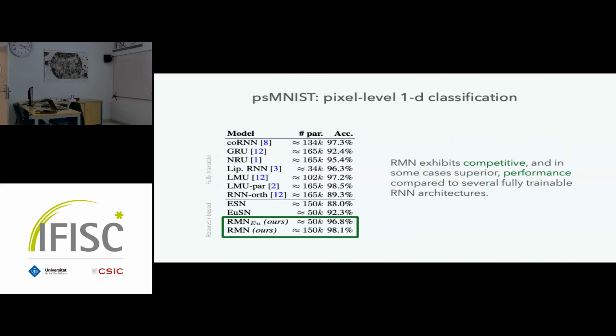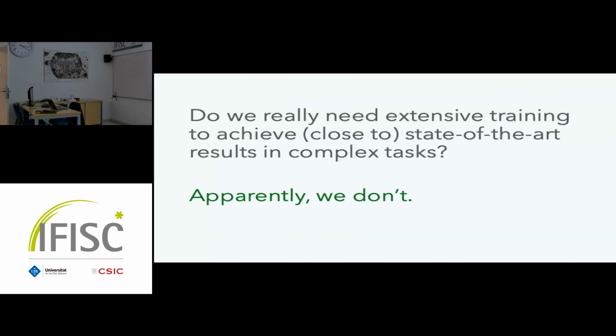Also, compared to what else is there in the deep learning community, we compare quite well. Actually, we achieve 98.1 as the highest result, which is very close to or even much better than some of the state-of-the-art models in deep learning for recurrent neural networks. So, very competitive performance. All right.